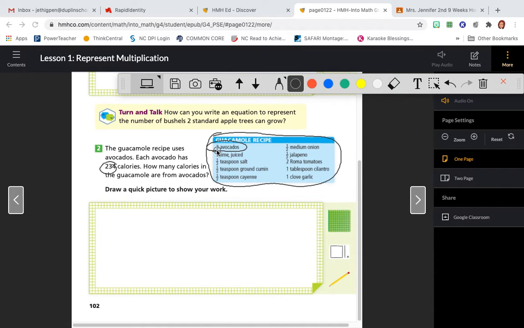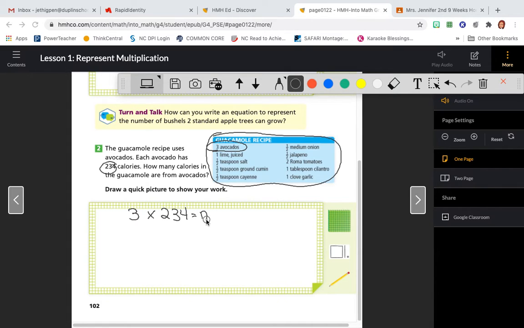So let's go ahead and build our equation. We're thinking of 3 avocados, and each avocado has 234 calories. So they want us to find out how many calories in the guacamole come from the 3 avocados. So we're going to draw some quick pictures here. Now remember, I told you earlier on number 1 that we're kind of building an array here, so we want to set everything up so that it's lined up with the hundreds, the tens, and the ones.